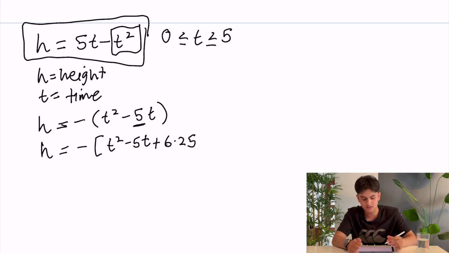Now, we can't just change our equation, right? It has to stay the same. So what we're going to do is we're also going to subtract 6.25 straight after that. And that's our equation so far.